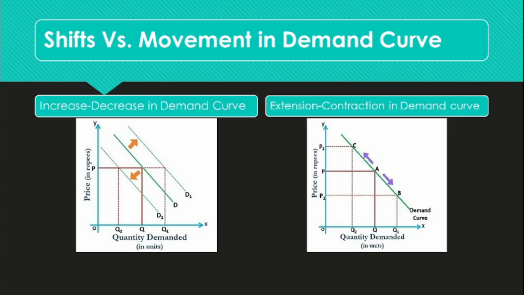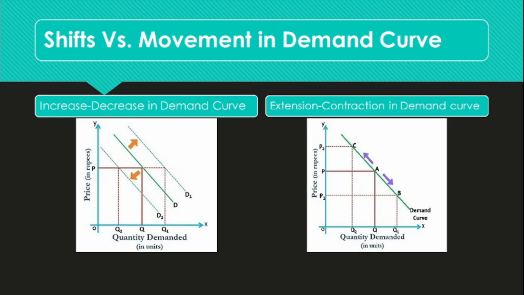Okay, now the second panel shows a different kind of change in the demand curve. There is also a change in the quantity demanded, but the change is happening along the same demand curve. There is no new demand curve. On the same demand curve, we can see there is a movement from point A to point B and point A to point C. It is moving upward and downward.